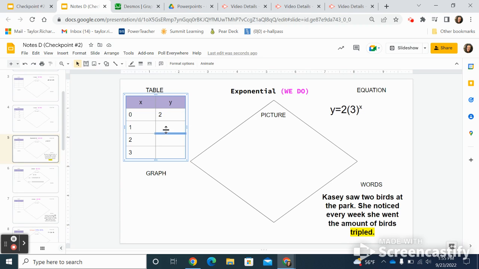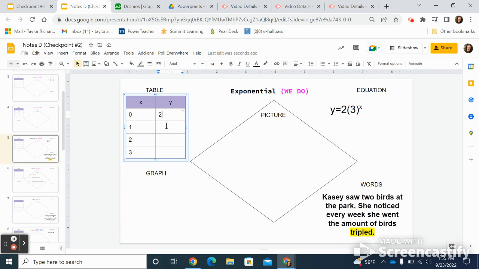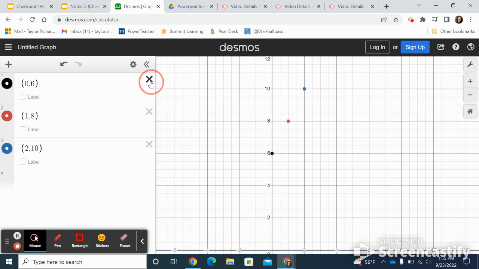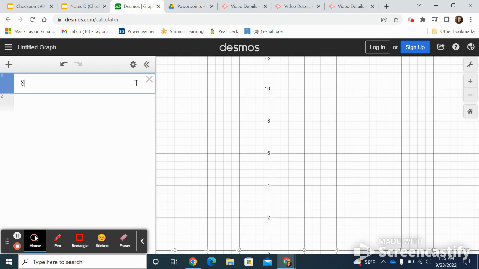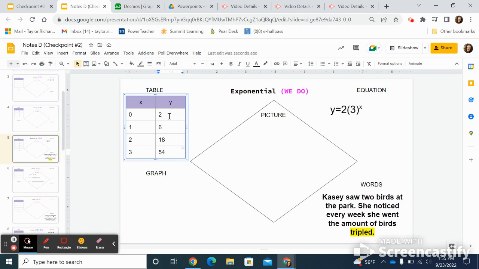So when you start at 2, your next number has to be 2 times 3. We're multiplying by 3. It's not 5. We're not adding 3. We're not doing 2 plus 3. No, we're multiplying by 3. So what is 2 times 3? It is 6. And then do it again. What is 6 times 3? It is 18. And then what is 18 times 3? It should be 54. I'm going to check my math real quick on Desmos. 18 times 3, 54. Okay, so there is my table.